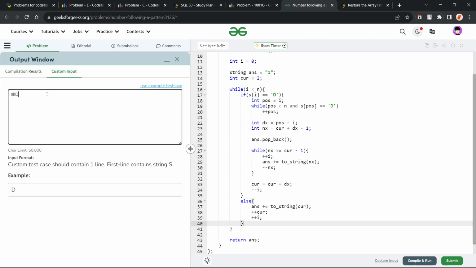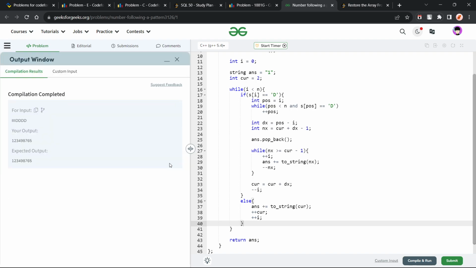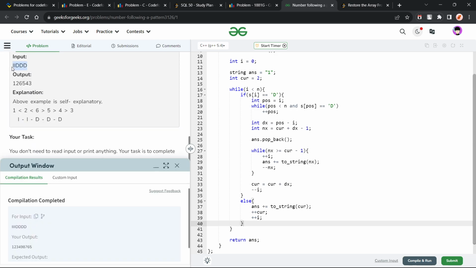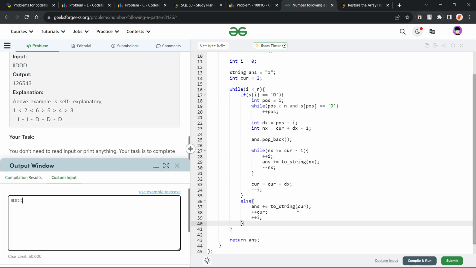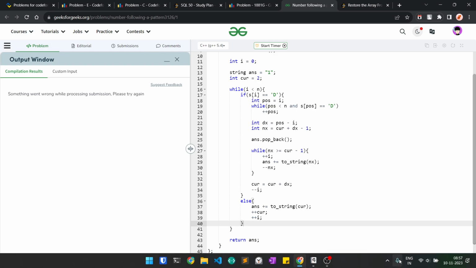Now let me check this. This works fine as well. And if I have this one, okay, so let me just quickly submit this and we'll see what happens. Something went wrong. My internet is working. Let me just refresh this page.